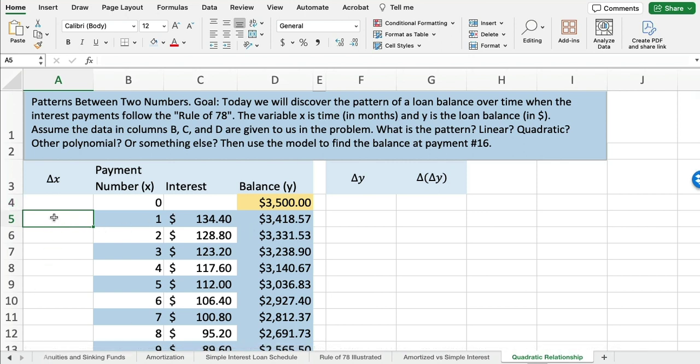All right, so we're going to fill in our delta x's. So let's start with cell A5. As usual, we're going to be subtracting two consecutive x's. So starting with the one that's current, the one that's right next to us in B5, and subtract the one above, B4. So that's equals B5 minus B4. It's always going to be the current row minus the row above. And so change in x is equal to 1 because the payment number went from 0 to 1. So that delta x is 1.